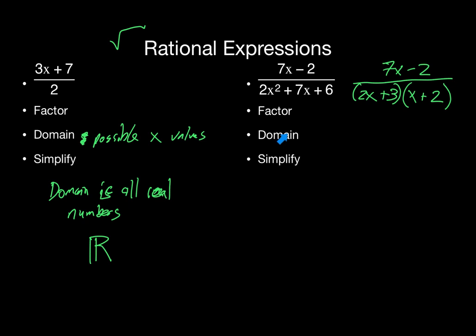Then I look and say, all right, do we have any restrictions on the domain? In this case, I have a fraction, and I know that in a fraction, if I ever have 0 in the denominator, no matter what the numerator is, k for some constant, that this is an undefined expression. You can never have 0 in the denominator. So I say, well, all right, when does 2x plus 3 equal 0?